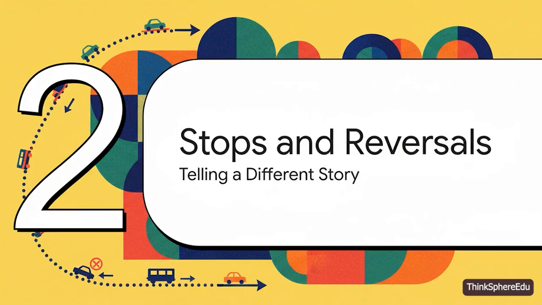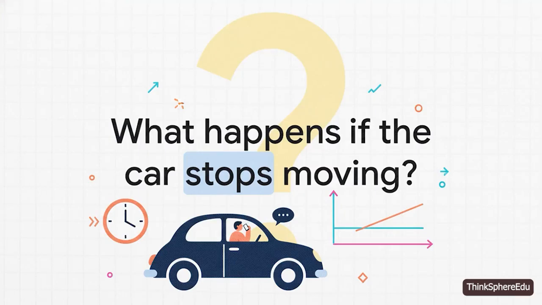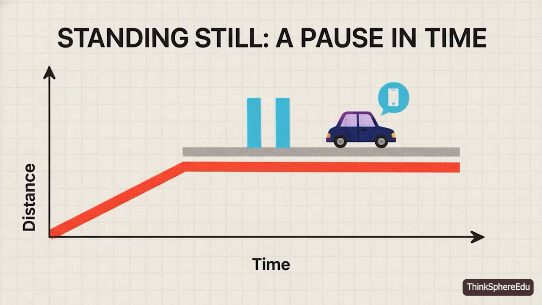Okay, that's great for a perfect, steady trip. But what about the real world? What if our journey isn't so simple? What happens if the car stops or even turns around? Let's say our driver has to pull over for a minute. Time is still passing, right? The clock doesn't stop. But the car's distance from where it started, that's not changing one bit. So what does the graph do? You got it. The line just goes flat. It becomes a horizontal line. Why? Because while time is moving forward, the distance isn't. So if you see a flat line, it means one thing. The object is stationary. It's not moving.